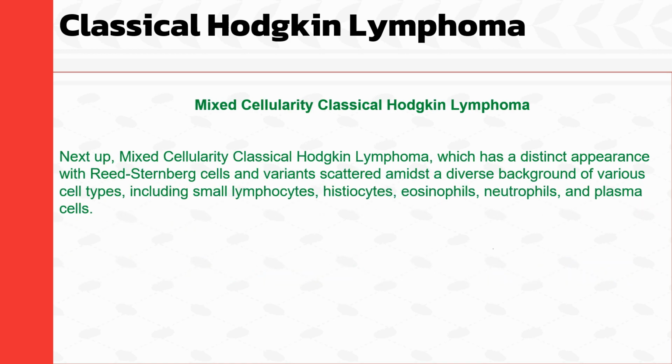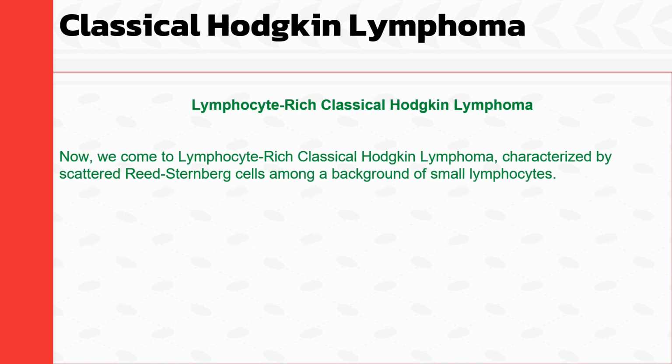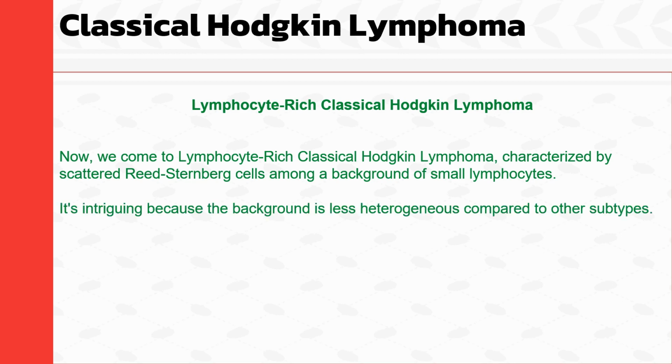Next up, mixed cellularity classical Hodgkin lymphoma, which has a distinct appearance with Reed-Sternberg cells and variants scattered amidst a diverse background of various cell types, including small lymphocytes, histiocytes, eosinophils, neutrophils, and plasma cells. Around 20% of classical Hodgkin lymphomas fall into this category, with 75% associated with EBV infection. Now, we come to lymphocyte-rich classical Hodgkin lymphoma, characterized by scattered Reed-Sternberg cells among a background of small lymphocytes. It's intriguing because the background is less heterogeneous compared to other subtypes.